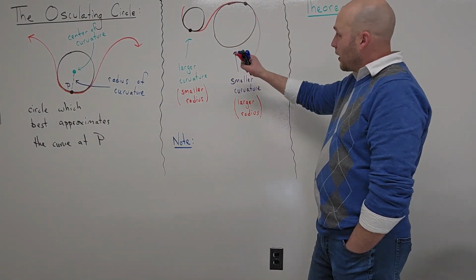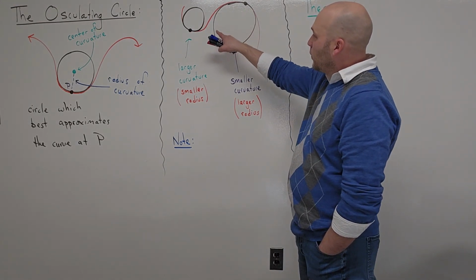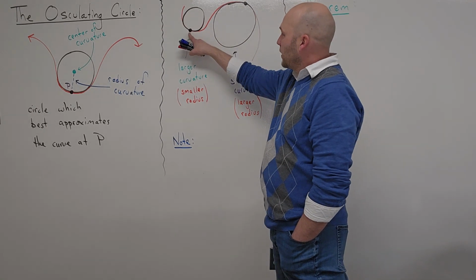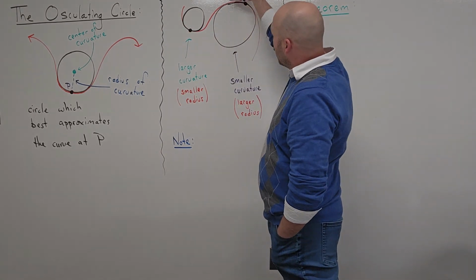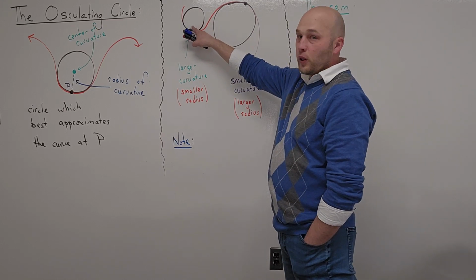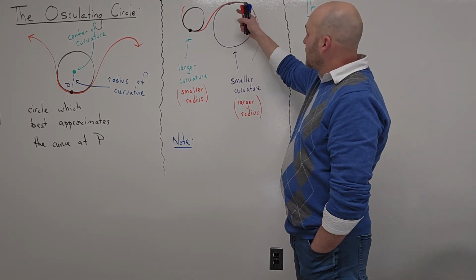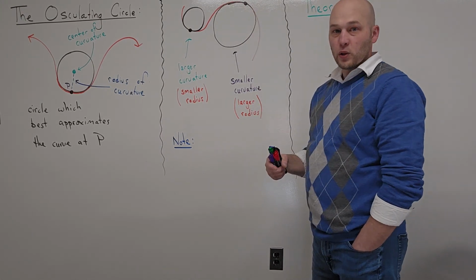If I consider this graph right here, notice that I highlighted this point and this point. We can see that this part of the graph has a tighter curve. This part right here is more open. So larger curvature, notice, has a smaller radius. A larger radius means that the curvature is more open, so it's more flattened.